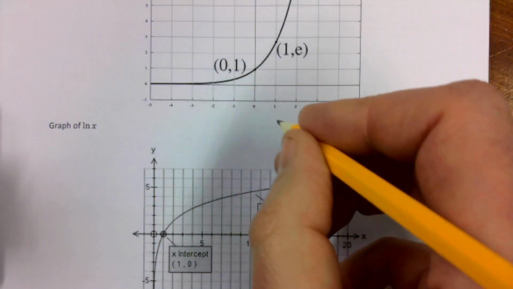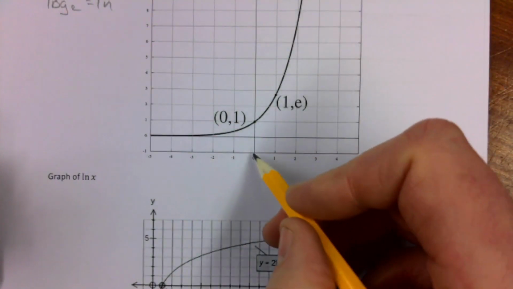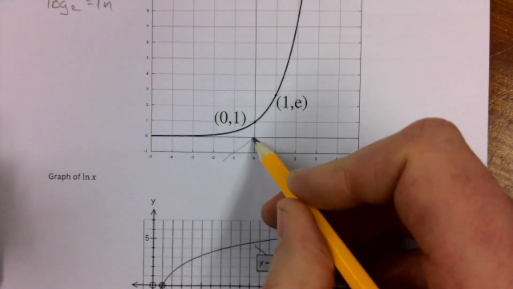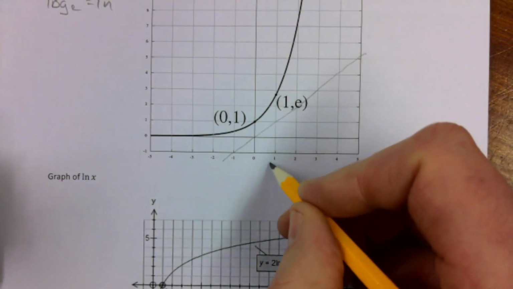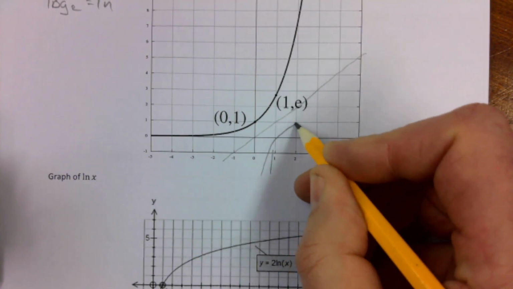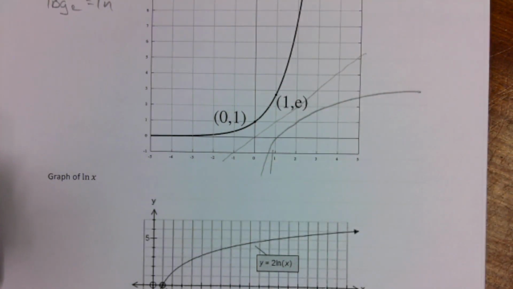If you reflect them in the line y equals x, you would get the other graph. So the line y equals x in this particular one looks like this here. And then those would reflect, that's not a great drawing of it, but something like that. That's the graph of ln x. In our next video, we'll take a wee look at some of the laws of logs.